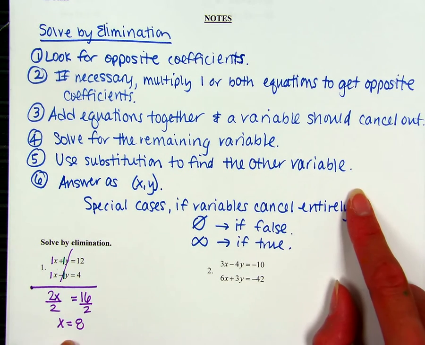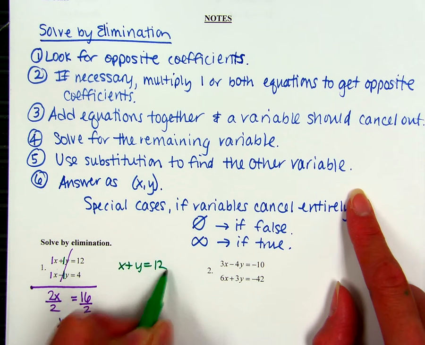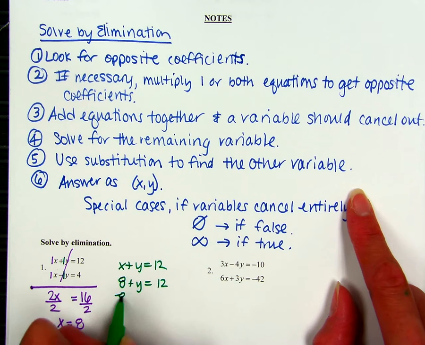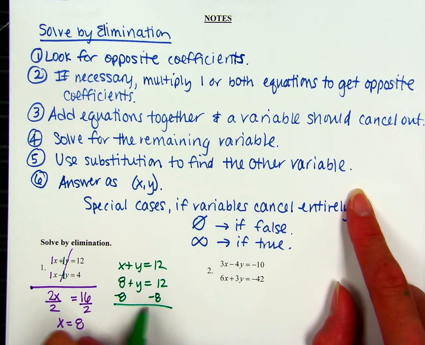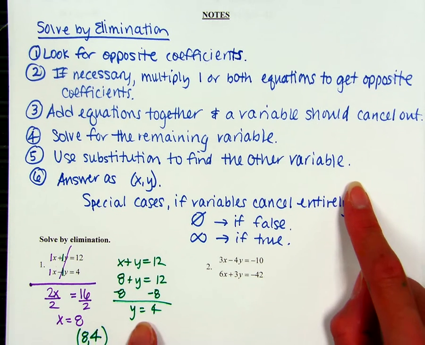So now I have the first variable. I'm going to use substitution. I could substitute it into either the top equation or the bottom equation. It doesn't matter which one, so I'm just going to go into the top. It originally said x plus y equals 12. I know that x is 8. So I will undo the plus 8 by subtracting, and I get y equals 4. My final answer is an ordered pair, so it's (8, 4). Make sure you put it in the right order: x always goes first, y always goes second.